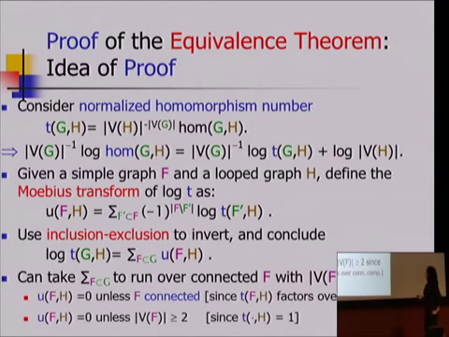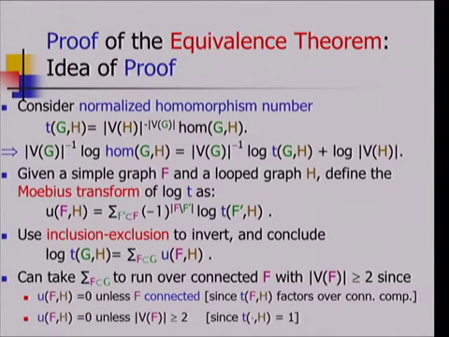Okay, so now it turns out that there are a few things that I can do with F. If F is disconnected, then U turns out to be 0. And why does U turn out to be 0? Because T, you'll remember, is basically the number of homomorphisms. And so if the first argument turns out to be disconnected, then T is going to factor over it, and so U is going to turn out to be 0.